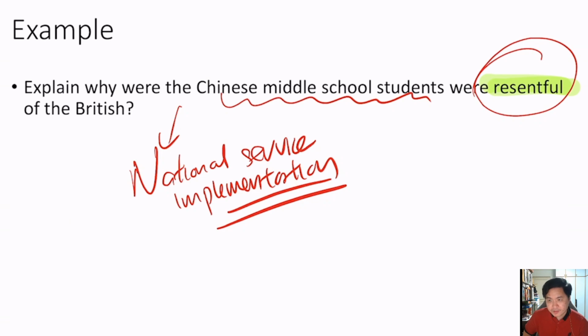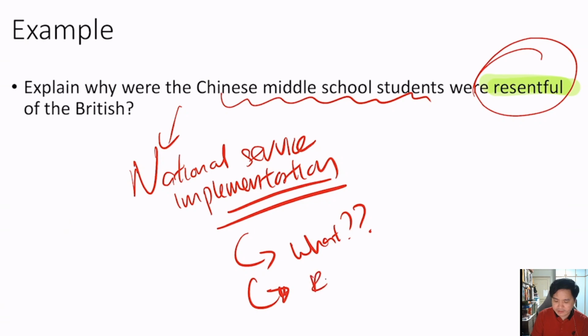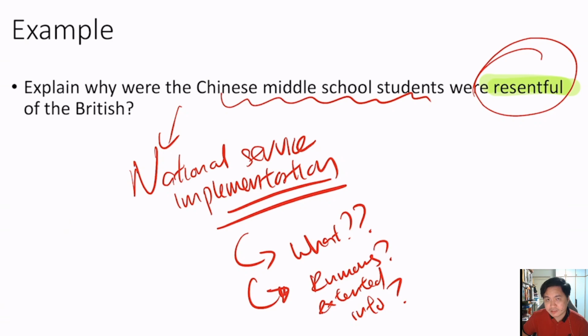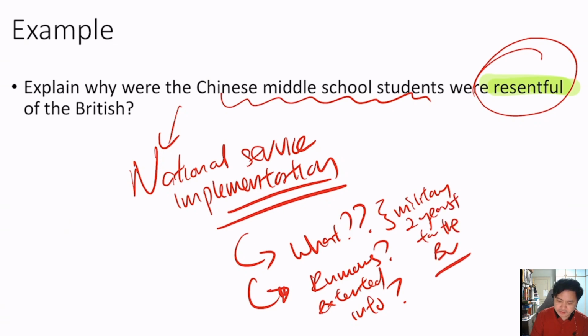So what are you going to write for your details? Write down the skeleton first. So the details will be here. What exactly is national service? Are there any rumors? Are there any extended information that you need to write down about national service? And that was that there was a rumor that they would be sent to the Malayan jungles. What is national service? Then you write, of course, military, serving in the military for 2 years, 2 years plus, for the British. So this is my skeleton, and then the rumors, of course, will be sent to the Malayan jungles.